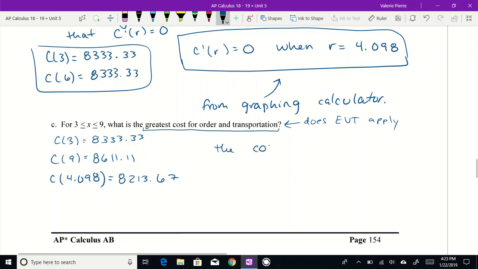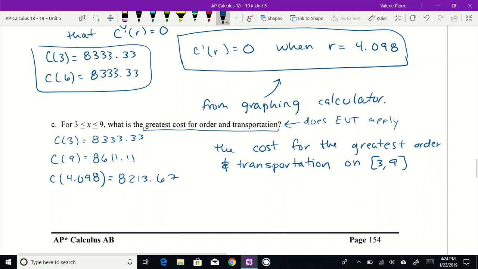So the cost for the greatest order and transportation on the interval 3 to 9 occurred at x equals 9 and was $8,611.11.